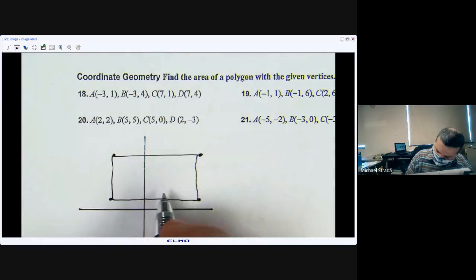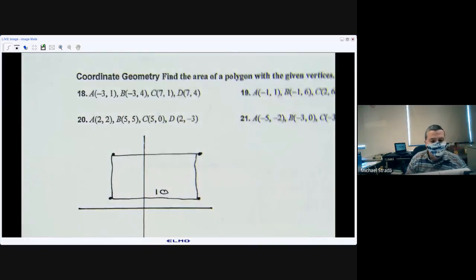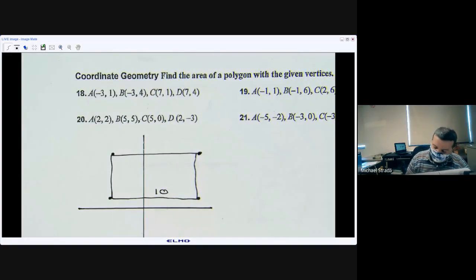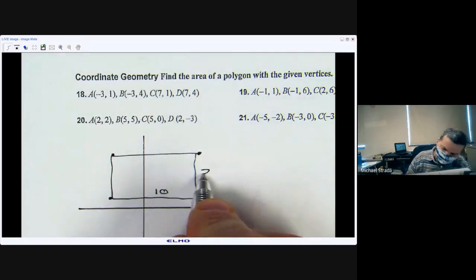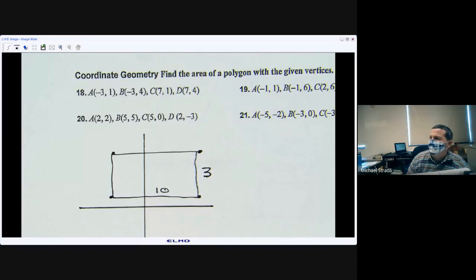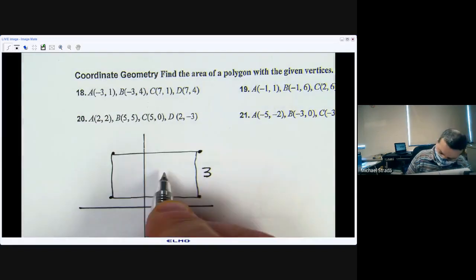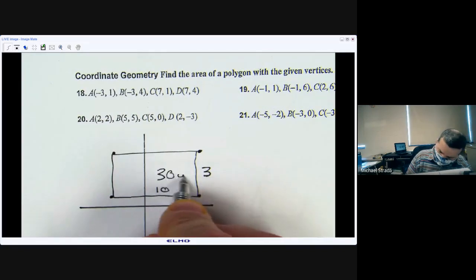So from -3 over to 7 is how much? Rhymes with men. 10, or rhymes with women. And then from 1 up to 4 is how much? 3. Everybody understand where those numbers are coming from? All right, what's 10 times 3? So it's 30 units squared.